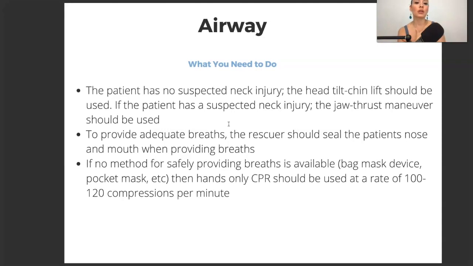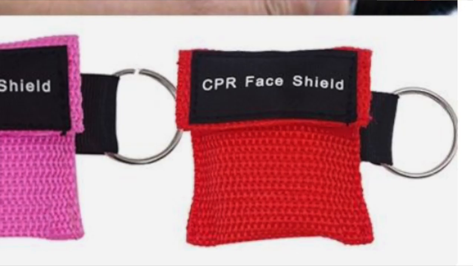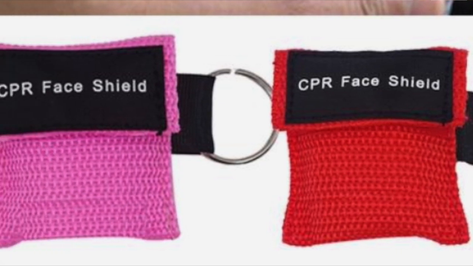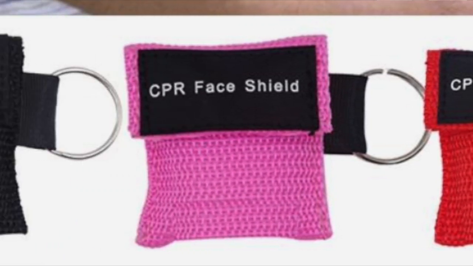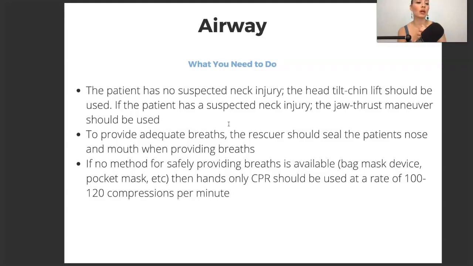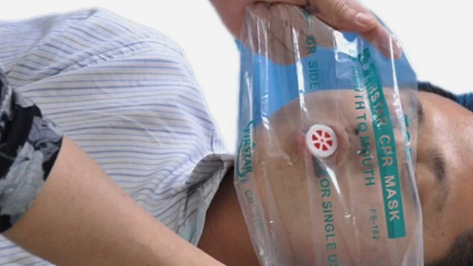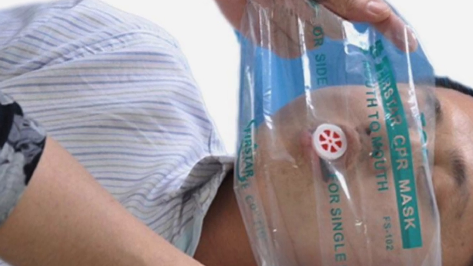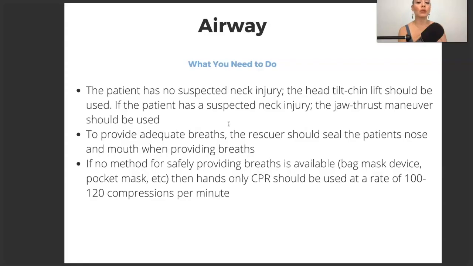A lot of times, I used to be a lifeguard, we would have that one-way valve that actually provides a seal. The AHA wants us all to be safe, so they say we should use something when we're providing CPR. I walk around with a face shield on my keychain just in case I ever have to do CPR. I recommend you get one.